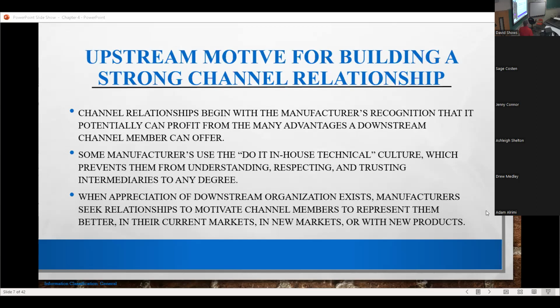When you have an appreciation of your downstream members, you will seek relationships to motivate those downstream members. And if you can motivate your downstream members, they're more willing to represent your products better. They're willing to do more for you in their current markets. They're willing to take that brave step and go out and look for new markets. And they're more willing to accept new products for you to be able to sell.